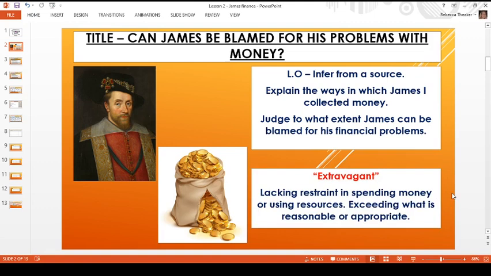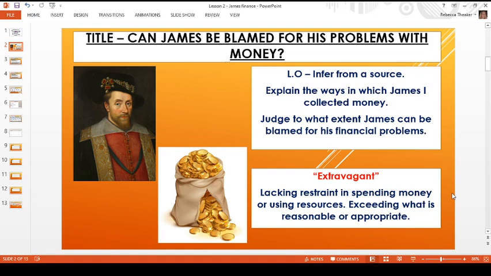So the first thing I want you to do is get the title down for me, please. Can James be blamed for his problems with money? The first thing we're going to do is have a little look at the source, then we're going to explain the different ways James collected money, and then we're going to reach a judgment as to what extent he can be blamed for those problems.